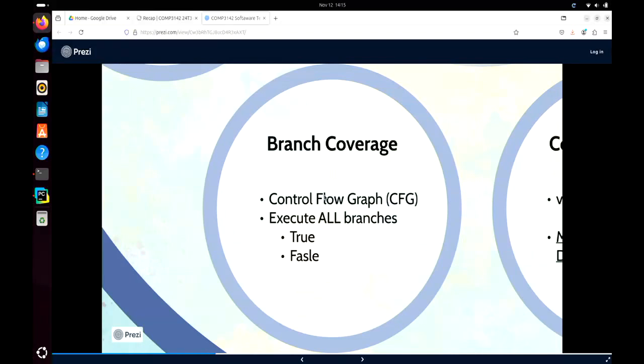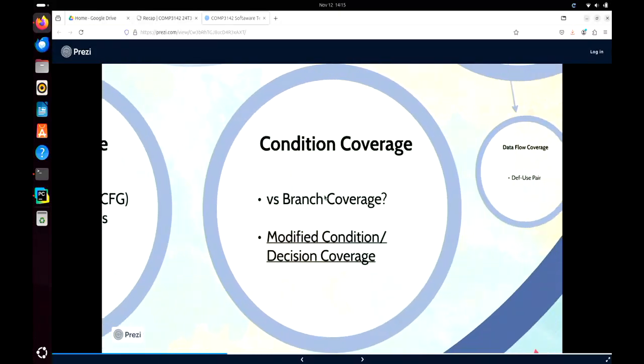And in order to learn this concept, we learned the concept of control flow graph. So a control flow graph is made up of basic blocks and edges or transitions between basic blocks. And the target here is to execute all the true and false branches for a program in a control flow graph. And after that, we learned condition coverage.